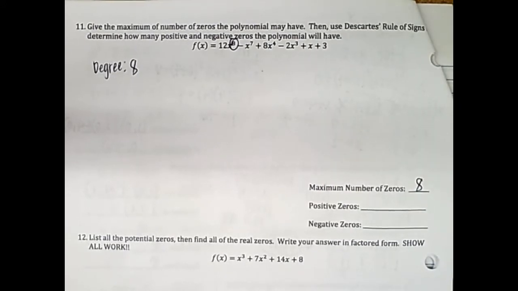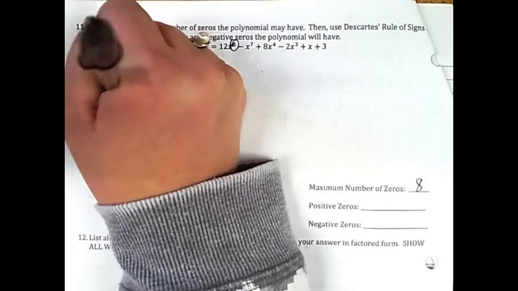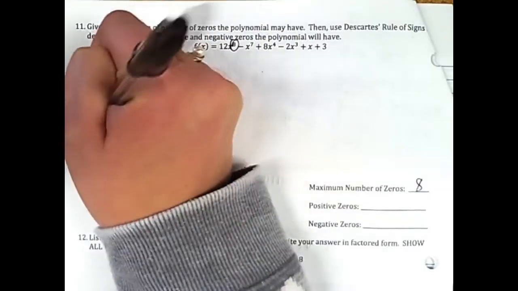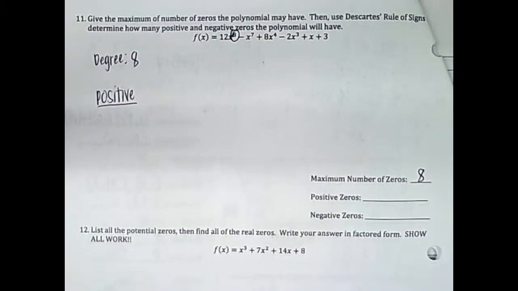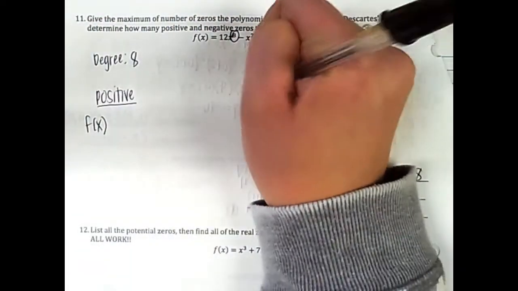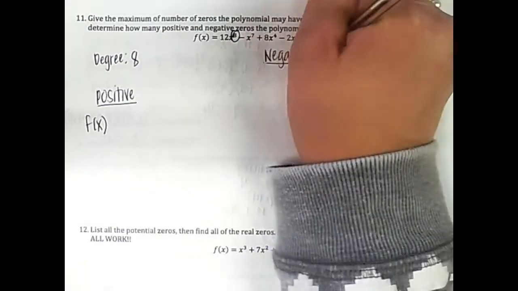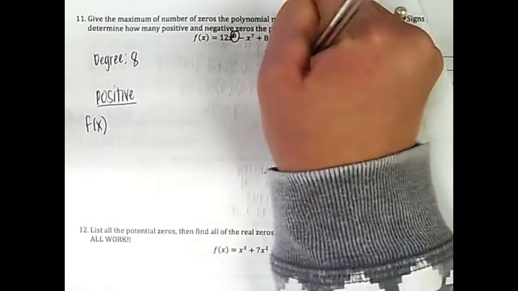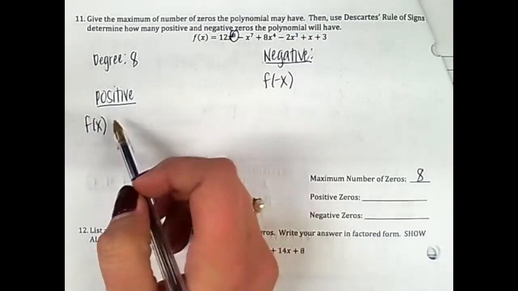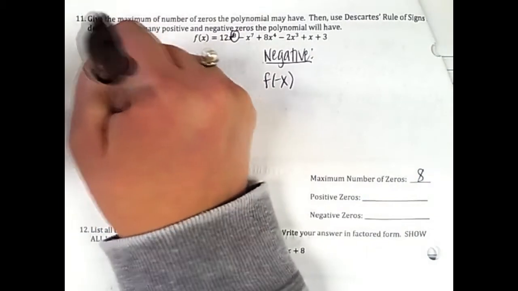Okay, so now I'm going to use Descartes' rule of signs. Remember, positive and negative, we're looking for the same thing. The only thing that's different is for the positive, we're looking at f of x, and then for the negative, which I will do up here, we're looking at f of negative x. Okay, so let's start with the positive, just looking at f of x, which is my original function, so we don't have to do anything.